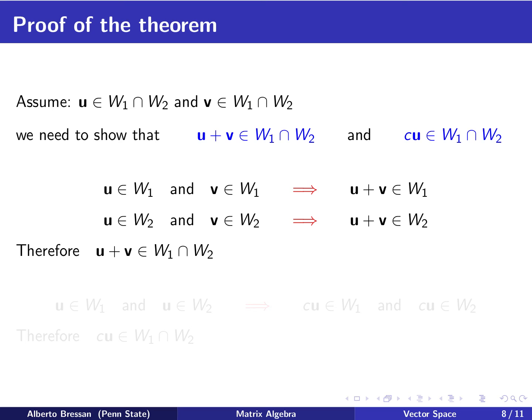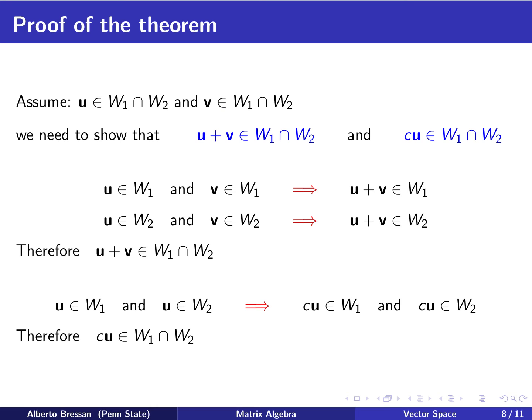And we can do the same argument for when they are in W2. So now U is also in W2 because it's in the intersection, and V is also in W2 because of that. And W2 is a vector space, and therefore U plus V is also in W2. And now what have we concluded? Well, we found out that U plus V is both in W1 and in W2, and therefore it's in the intersection of W1 and W2.